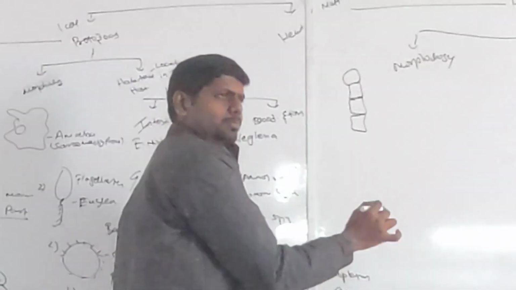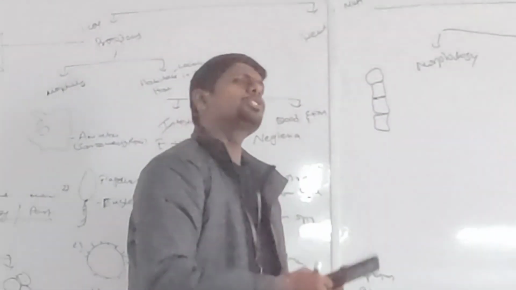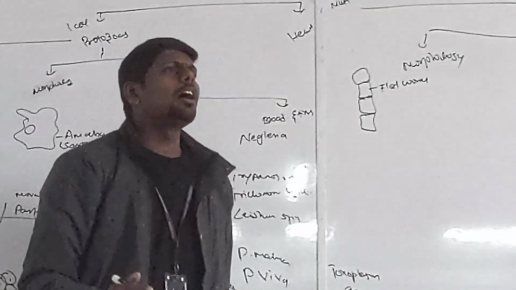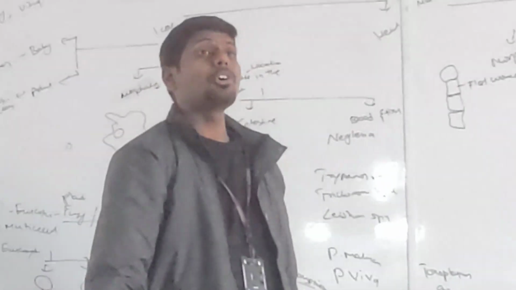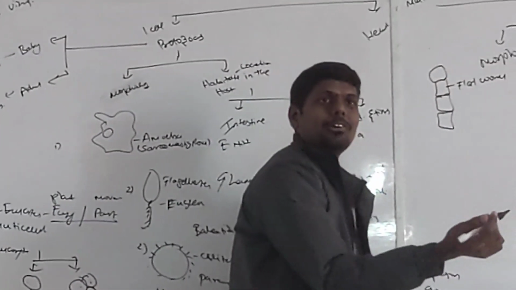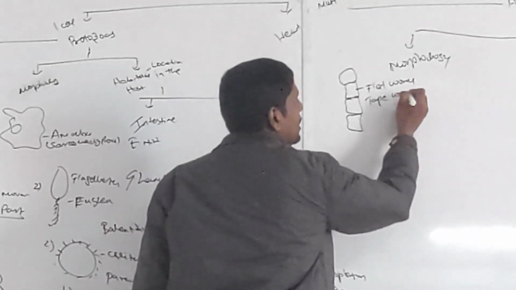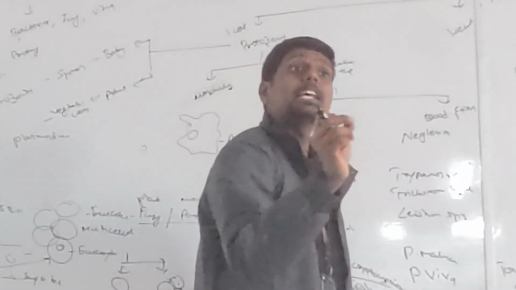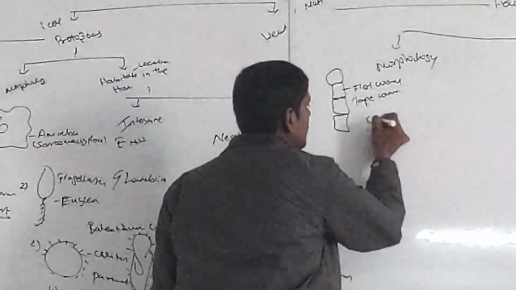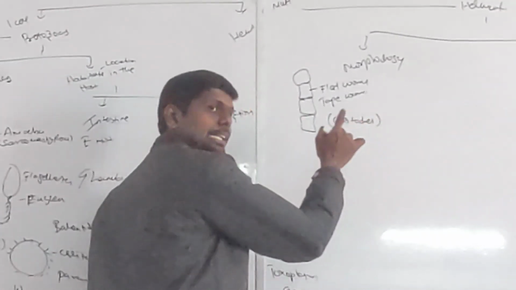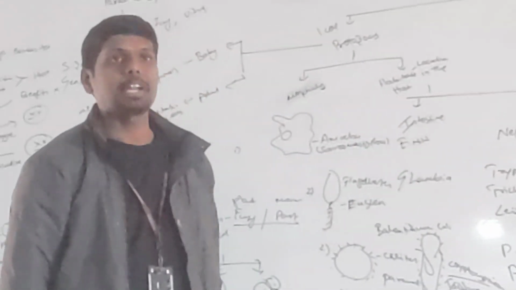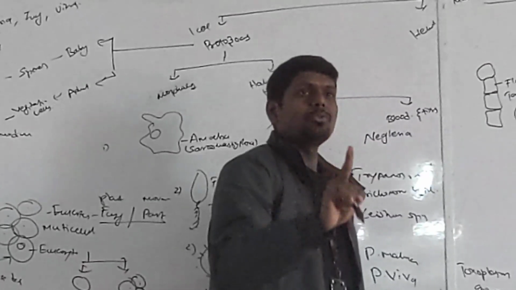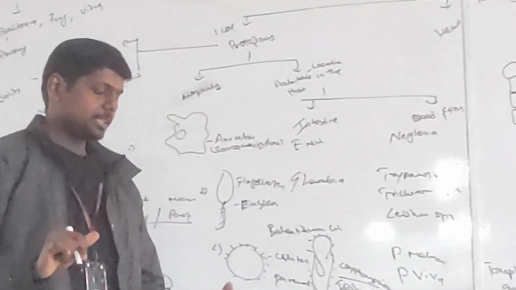Okay. Flat. They look flat, like a scale, like a mobile. Such organisms are called flat worms. There is another common term for flat worms. They look like a tape, okay? Hence, they are also called tape worms. Or the proper medical term for flat worms is cestodes. See, this is important. You used to confuse between cestodes, nematodes, and trematodes. Cestodes means flatworms. Flatworms are cestodes.